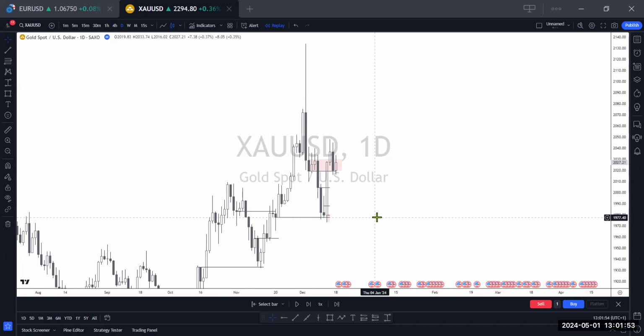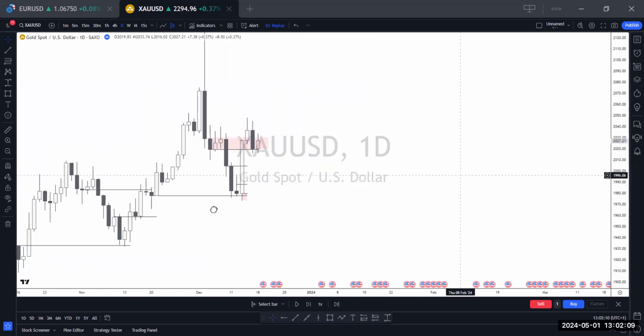Because we believe that price would always trade from support to resistance. So storyline gives me an idea. Should I hold this trade? Should I close this trade? That's what storyline does. It gives me an idea.